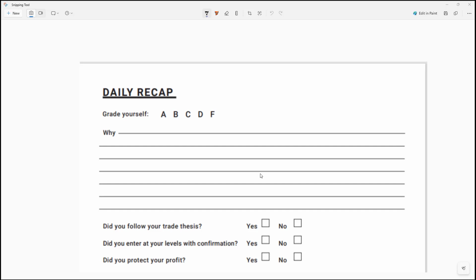No, you need to break down why you took your trades, what your setups were, what's the repeatable action, and what you kind of watched out for so that you didn't get caught up. After that, we've got a thesis. Did you follow your trade thesis? Did you enter at your levels with confirmation?